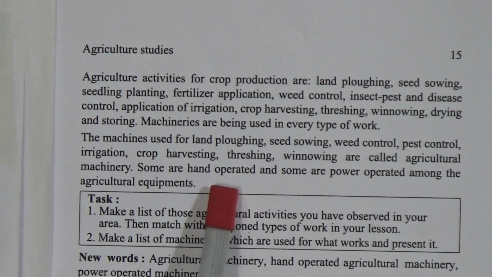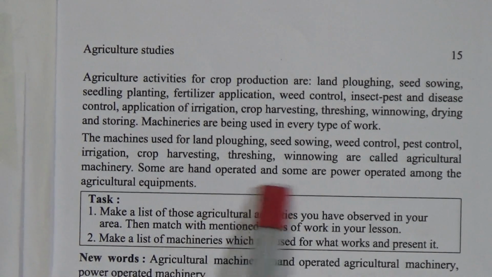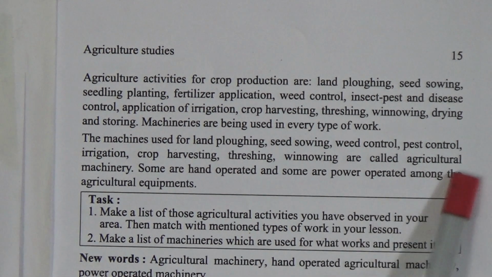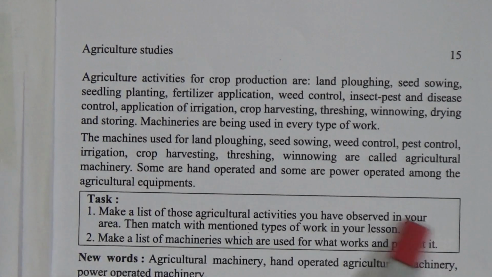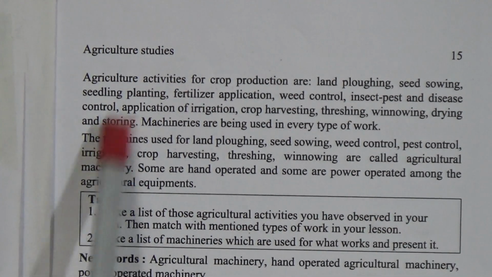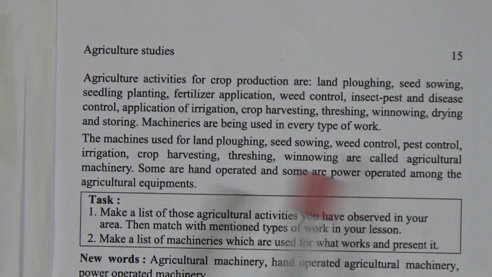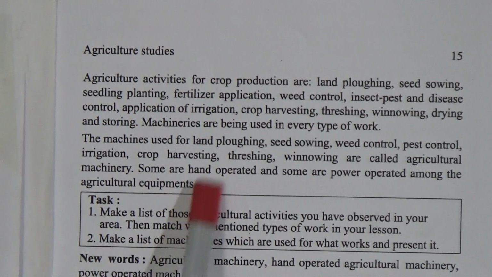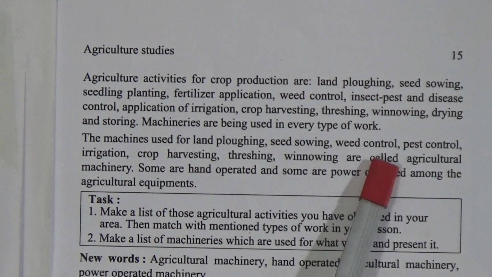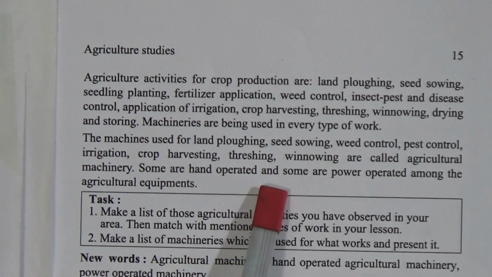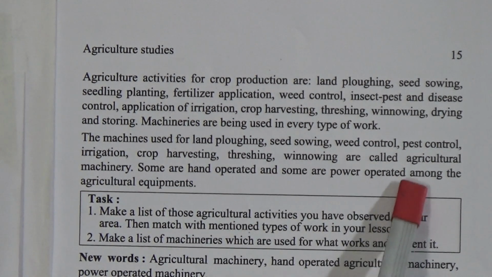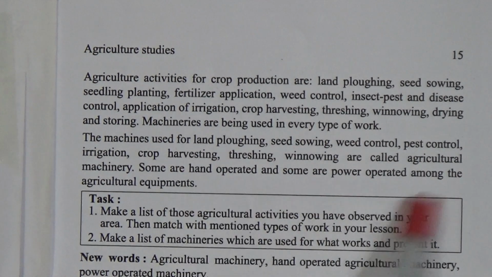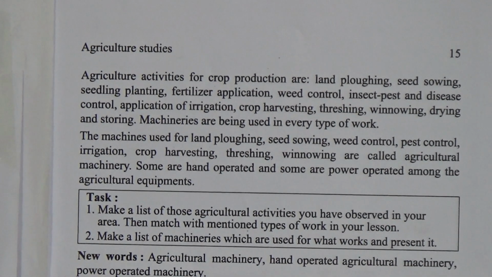Some are hand operated and some are power operated among the agricultural equipments. So that means students, from this paragraph we come to know that agricultural machineries are of two types. One is hand operated and the other is power operated machines. Okay, these are the two types of machines.